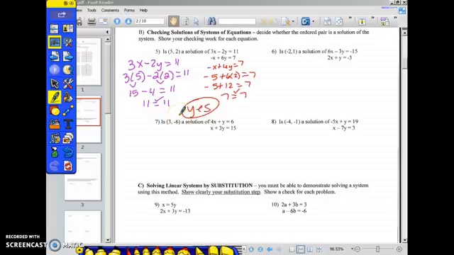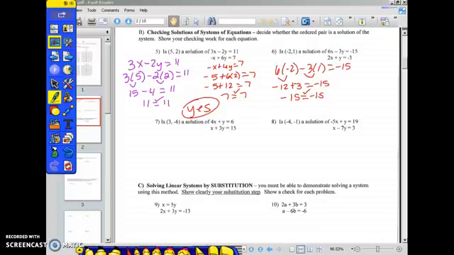Number 6 is negative 2, 1, a solution for 6x minus 3y equals negative 15, 2x plus y equals negative 3. 6 times negative 2 minus 3 times 1 equals negative 15. 6 times negative 2 is negative 12. Negative 3 times 1 is negative 3. When you're subtracting, you have to do additive inverse. Negative 12 plus negative 3 is negative 15, which equals negative 15.